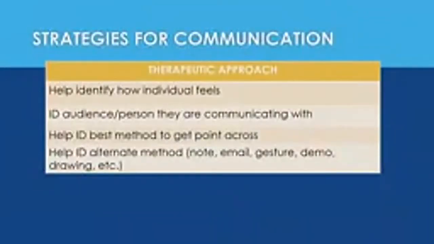So when someone's having difficulty with communication, help them identify how they feel, and help them identify who they're communicating with. Sometimes people don't know who they're communicating with. It's different to communicate with a child versus an adult or someone you care about. And then just help them identify the best method to get the point across. So it might be an alternate method, such as a note, email, gesturing, demonstration, a drawing, a communication board.